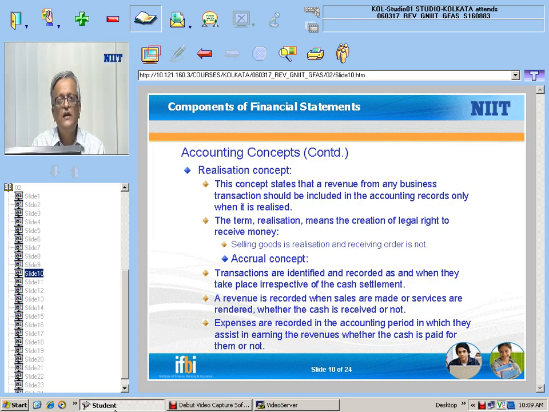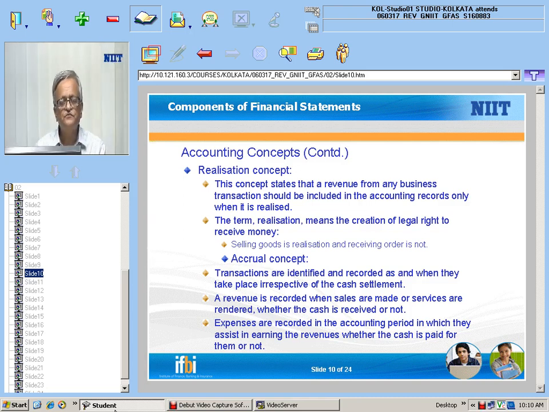Accrual. Accrual concept means the revenue and expenditure of a business should be accounted for using the accrual concept. That means if any revenue has fallen due, is realized or earned, then it should be accounted for. Similarly, any expenditure also has to be accounted for if it has fallen due. If income has fallen due, it has to be accounted for. Whether cash is received or not, revenue and related expenses must be accounted for. This is the accrual concept.